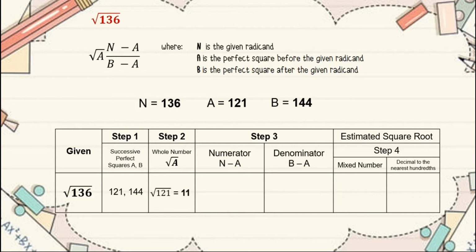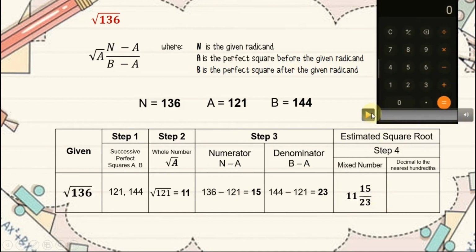Let's find the numerator and denominator. So N, 136, minus A, 121, and that is equal to 15. For the denominator, B, 144, minus A, which is 121, and that is equal to 23. Let's form the mixed number. We're going to have 11 and 15 over 23.